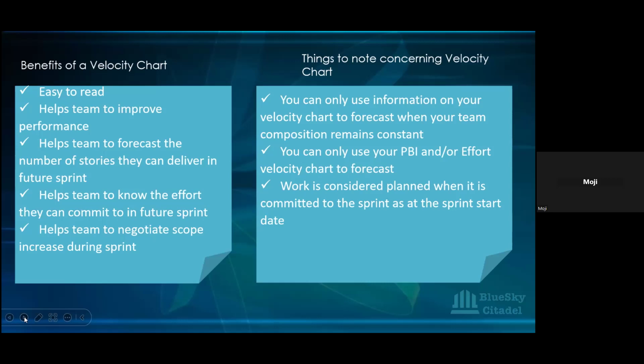So some of the benefits, like I said, it's easy to read. It helps the team to improve their performance. It's a chart we look at, and when we get to retro, we want to improve how we're doing things. It helps the team forecast the number of stories that can be delivered in future sprints, using the average velocity. It helps the team know the effort they can commit to in future sprints. Still the average velocity. It also helps the team negotiate scope increase during the sprint.